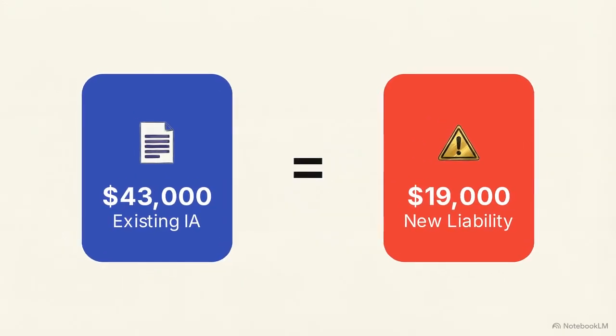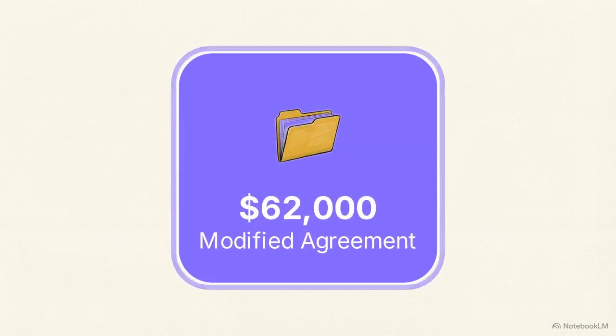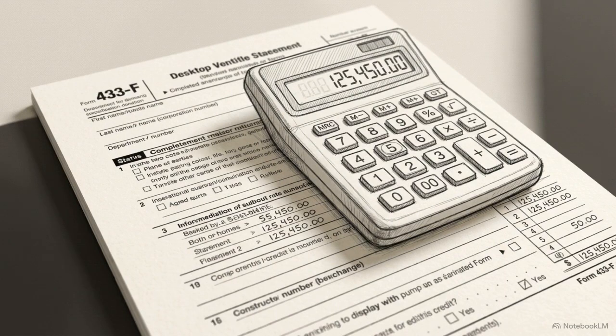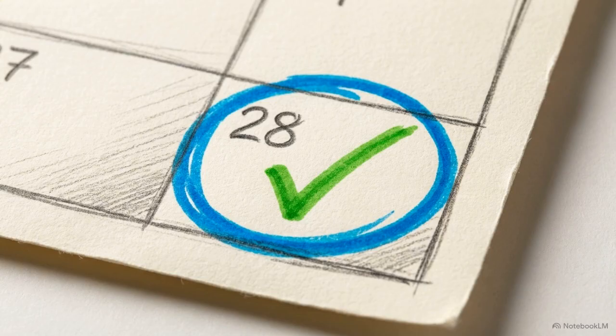Marcus could not request a standard reinstatement. Instead, the practitioner had to negotiate a modified installment agreement that absorbed the new debt. Since the total debt load increased, the practitioner submitted an updated Form 433F to calculate a revised monthly payment. The IRS accepted the modified $62,000 agreement within the 30-day window, preventing the levy.